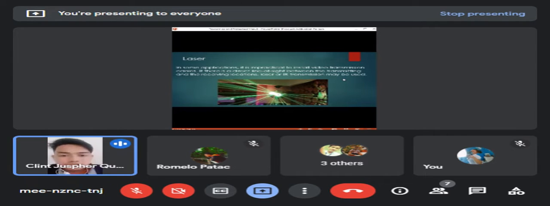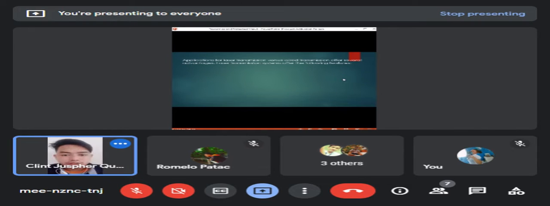So this is an example of the laser transmission. As you have seen in the picture, there is a light coming from the camera. The camera also has the transmitter, the transmitter of light, and the receiver is at your decoder or your video recorder or your monitor.